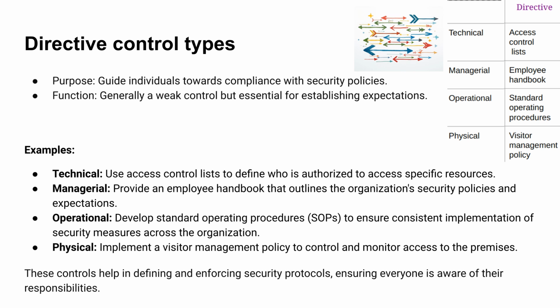These directive controls can be categorized as follows. Access control lists fall under the technical category, employee handbooks are managerial controls, SOPs are operational controls, and visitor management policies are physical controls. Together, these measures help to define and enforce security protocols, making sure everyone is fully aware of their responsibilities.